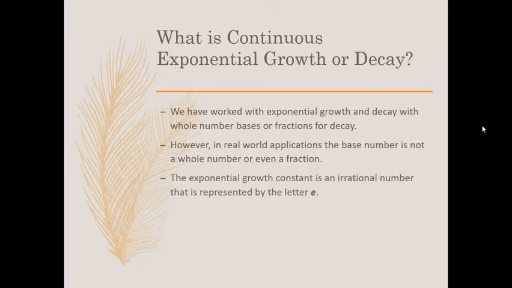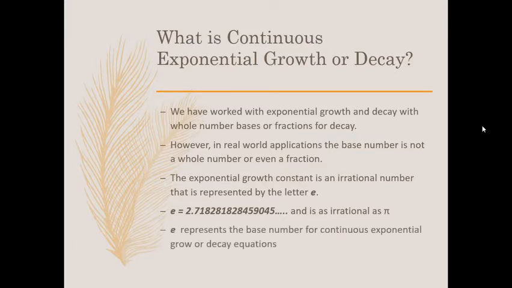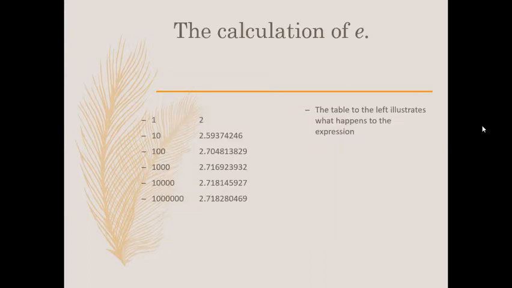The exponential growth constant is an irrational number that is represented by the letter e. e is equal to 2.718281828459, and it is as irrational as pi. In other words, it goes into infinity, never repeating the same group of numbers. e represents the base number for continuous exponential growth or decay equations.